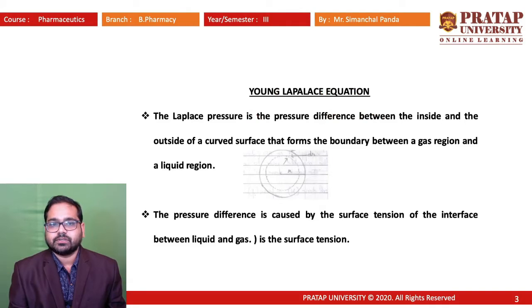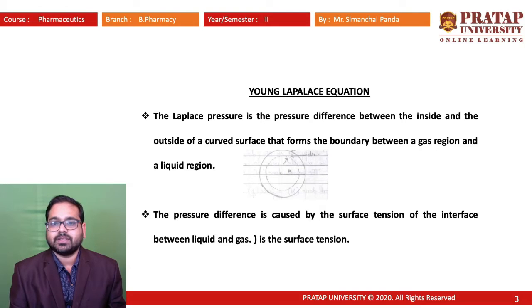The Young-Laplace equation gives the pressure difference between the inside and outside of a curved surface that forms the boundary between a gas region and a liquid region. We can see here a bubble of radius r. Whenever there is a change of pressure, it will reduce its radius. The new radius can be written as r minus dr, where dr is the change in the radius of the bubble.